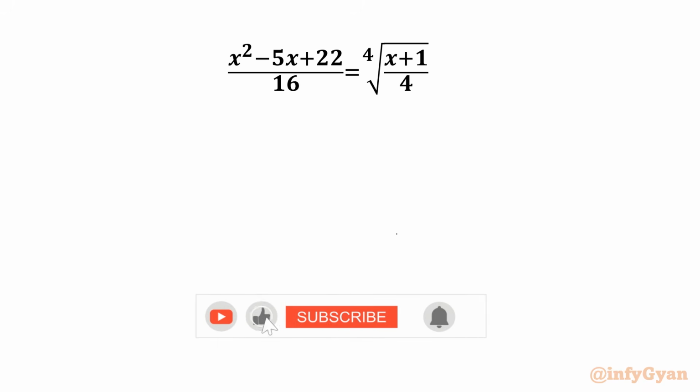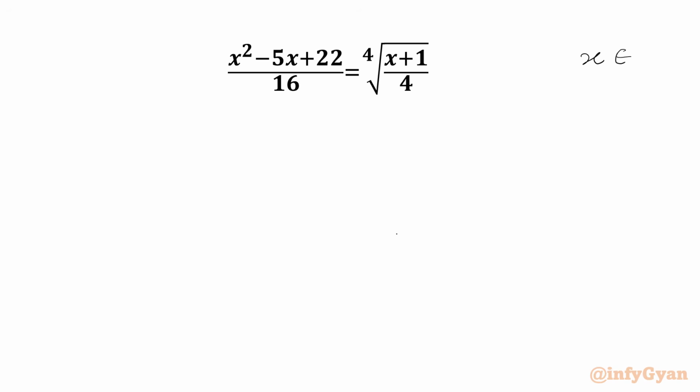Today in this video we have another very interesting and challenging question from algebra. We have (x² − 5x + 22)/16 = the 4th root of (x + 1)/4, given that x belongs to the real numbers.